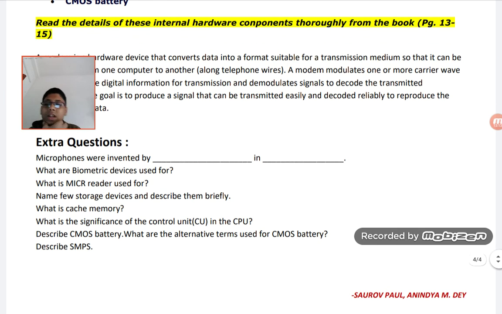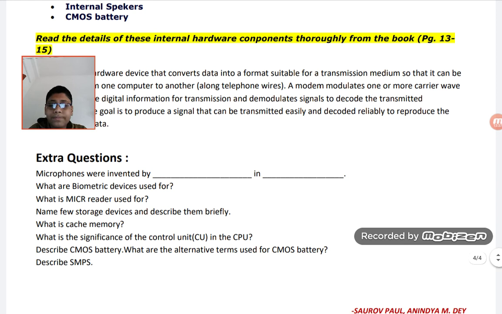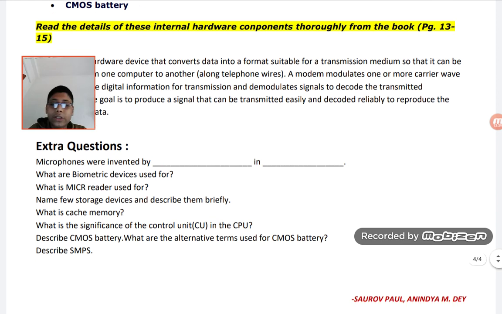Okay, microphones were invented by whom, and in which year? What are biometric devices used for? What is a MICR reader used for? Name a few storage devices and describe them briefly. What is cache memory? What is the significance of the control unit in the CPU? Okay, students, you can answer the questions from my videos, or else you can see your books, etc.